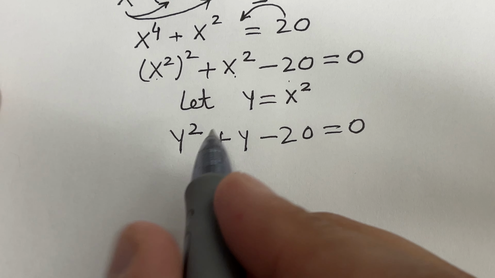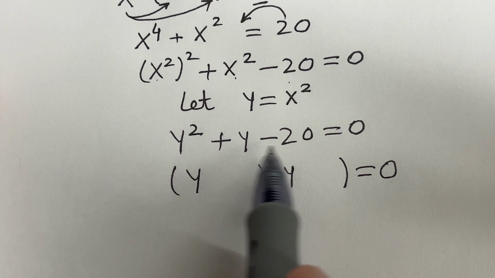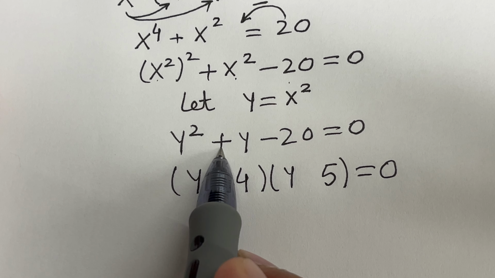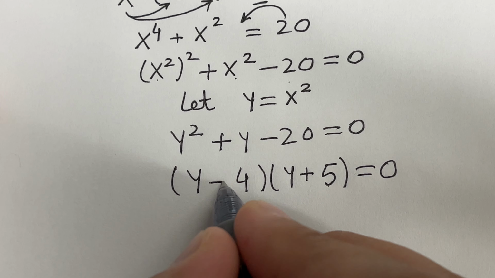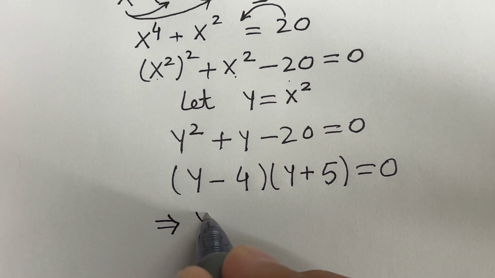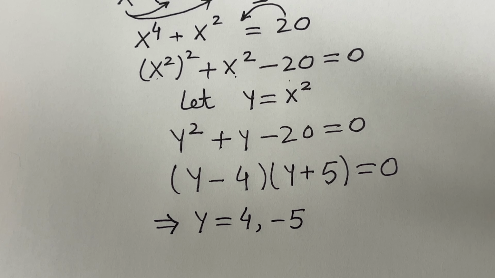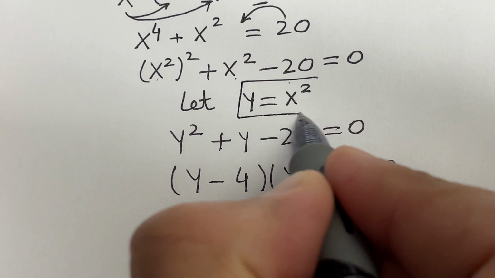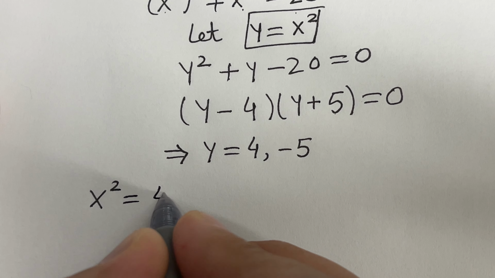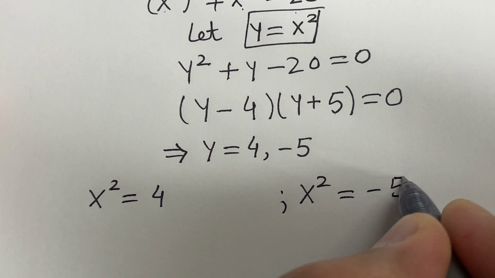Now let's factor out this equation. If you factor this equation, then the factors will be 4 and 5, and this guy is positive, so the positive sign will be the bigger number and negative with the smaller number. So from here we will get y equal to 4 and minus 5 as our two solutions. But what is y? y is equal to x square. Therefore, let's replace y by x square. So x square equal to 4, and in other equation we will have x square equal to minus 5.